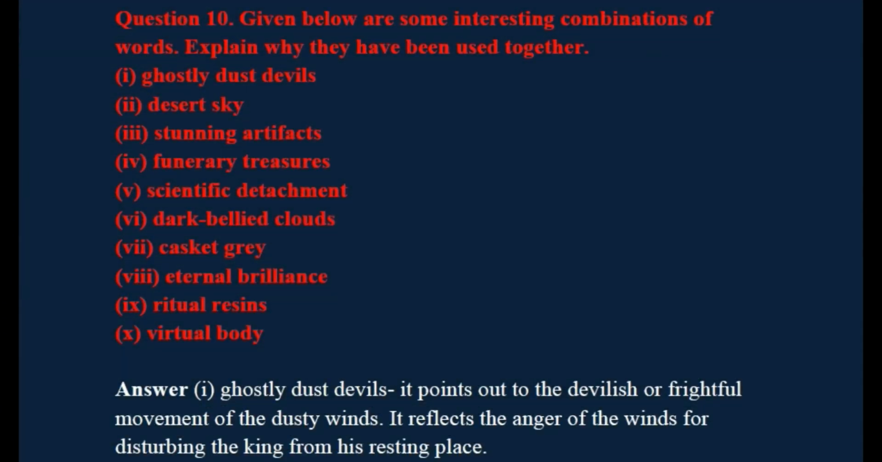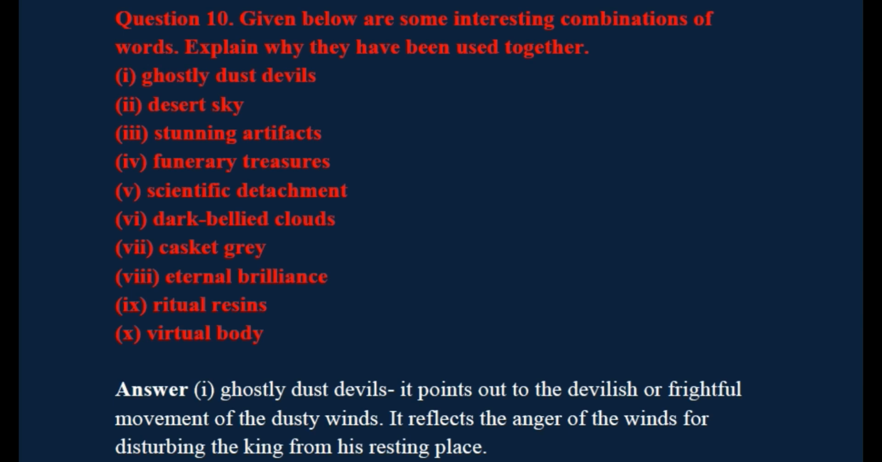Question 10. Given below are some interesting combinations of words. Explain why they have been used together. 1. Ghostly dust devils. 2. Desert sky. 3. Stunning artifacts. 4. Funerary treasures. 5. Scientific detachment. 6. Dark-bellied clouds. 7. Casket gray. 8. Eternal brilliance. 9. Ritual resins. 10. Virtual body. Answer. 1.